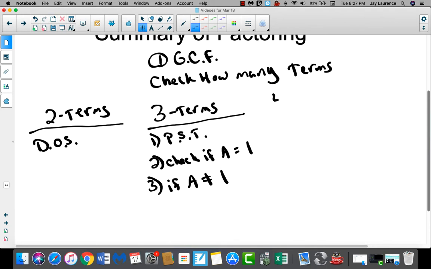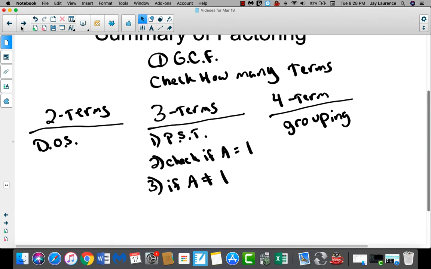And then obviously there's the four-term one, which we just learned yesterday. When there's four terms, that's when we use grouping. And grouping is nothing more than GCFing 3 times. I guess it could even be more. There was an example yesterday where I did it 4 times, I think.